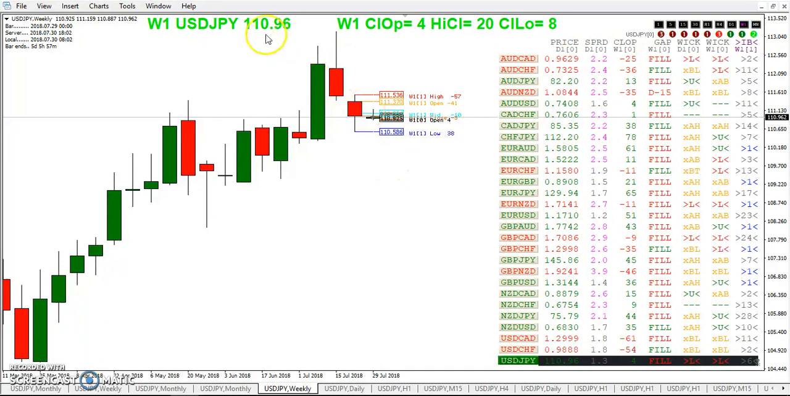So you see here, now we're down to 110.96. So if we pick this pair, now we've got our risk set at $20 a trade. Now we've picked a pair. Now what's left to pick? Only one thing, a direction. Do we want to buy, trade long, or do we want to sell, trade short?